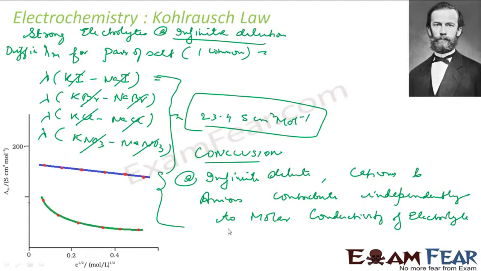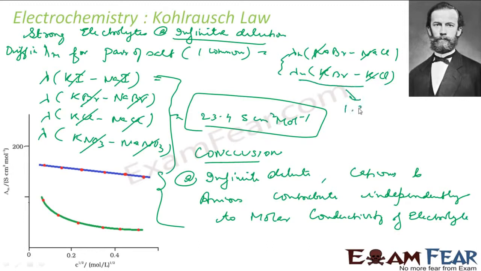Correct? He took another pair also. For example, one pair he took was NaBr and NaCl, and he took KBr and KCl. So if you see this pair now, and he found the lambda m and lambda m, you see here Na gets cancelled, here K gets cancelled, right? So in both cases, the lambda came out to be 1.8 Siemens centimeter square per mole.